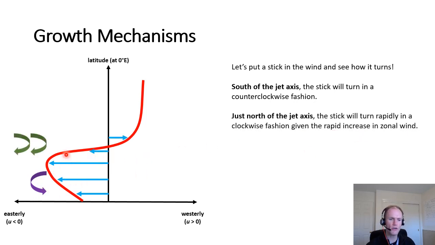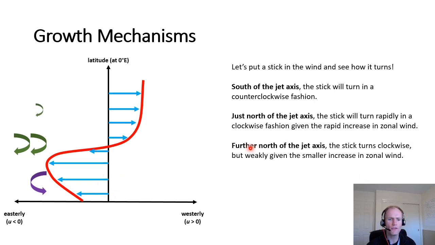Whereas if we go just north of the jet axis, we have this very fast easterly wind that quickly becomes a slow westerly wind over a short range of latitudes. Note the difference between this blue arrow and this blue arrow as compared to the blue arrows before. So putting a stick in the wind here is going to cause it to turn in a clockwise or anticyclonic fashion. And it's going to do so very, very rapidly, as given by the double green arrows that we have here, because of the very large change in the zonal wind with latitude as compared to further to the south.